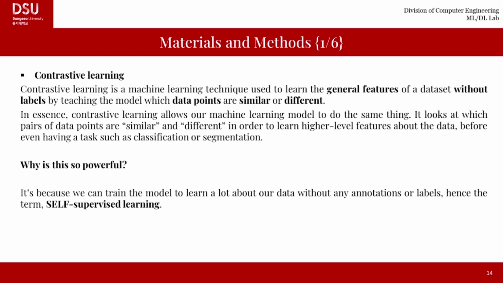Then what we discuss here is the algorithm. So first of all, what is contrastive learning? Contrastive learning is a machine learning technique used to learn the general features of a dataset without labels, by teaching the model whether data points are similar or different. So why is this powerful? Because we can train the model on a lot of data without any other label, and hence the term, it's called self-supervised learning.